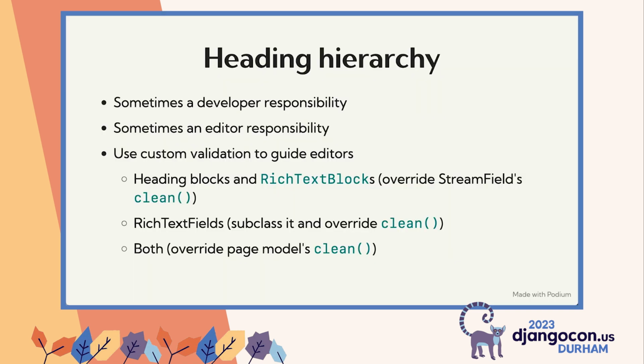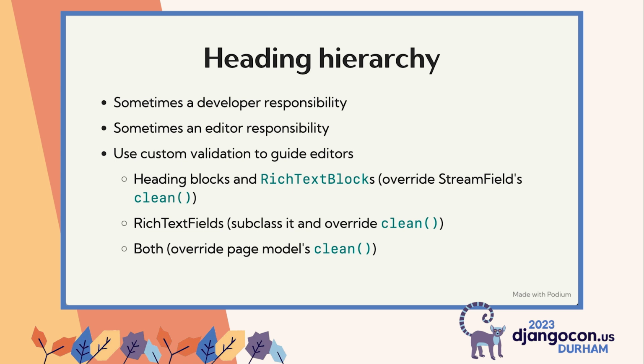So heading hierarchy issues are sometimes the responsibility of developers like you, and sometimes the responsibility of editors, but in that latter situation, you can use custom validation to help them out. I demonstrated how it can be done for a heading block, which is not something that's baked into Wagtail, but a common pattern. But the same approach could be applied to the built-in rich text block with headings enabled. You would inspect the rendered markup from the block, looping through the heading elements and doing the same sort of comparison as I did for our heading blocks.